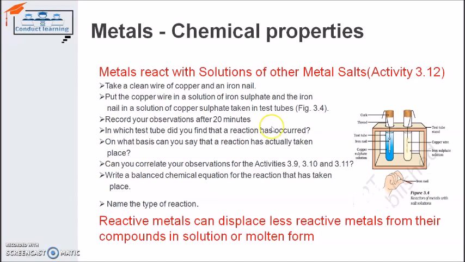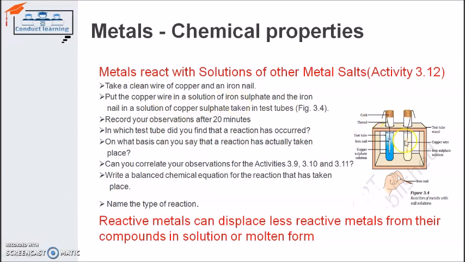In this diagram we took a cardboard and two test tubes. In one test tube we will take iron, and in the second test tube we will take copper wire. It is also written there, take a clean wire of copper and an iron nail. So the iron nail is in the first tube and the copper wire is in the second tube. So we have two tubes. Put the copper wire in the solution of iron sulfate.